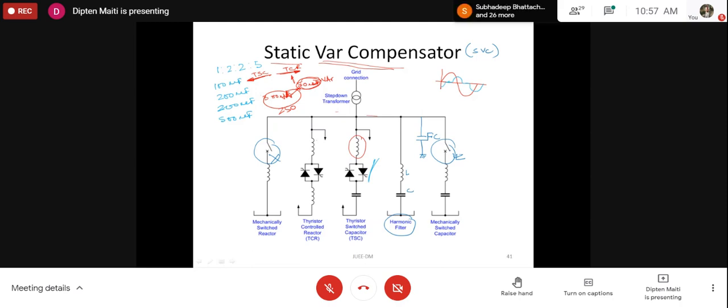Now, if you check here, the current drawn by the TCR is non-linear, that is, not sinusoidal. So that means we would actually be introducing harmonics instead of removing them. The SVC can supply any amount of reactive power, and compensate reactive power. That's why this is a Var compensator. However, it cannot compensate the harmonics. Actually, it would introduce harmonics instead of absorbing harmonics.